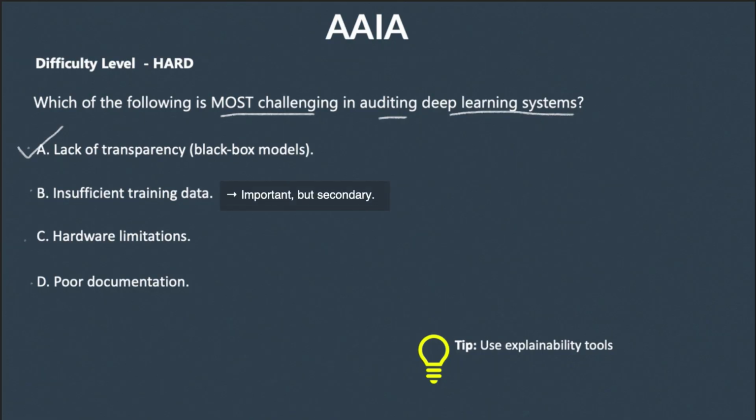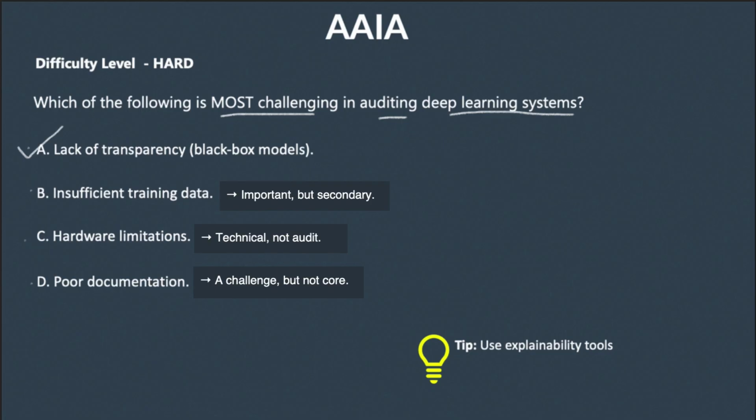So for option B, we had insufficient training data. This is important, but this is secondary. Data gaps cause errors, but transparency has a bigger issue. Option C, hardware limitations. This is technical, not audit. Hardware slows down training, but doesn't affect auditability. Option D, poor documentation. This is a challenge, but it is not core. Docs help, but don't solve black box opacity.